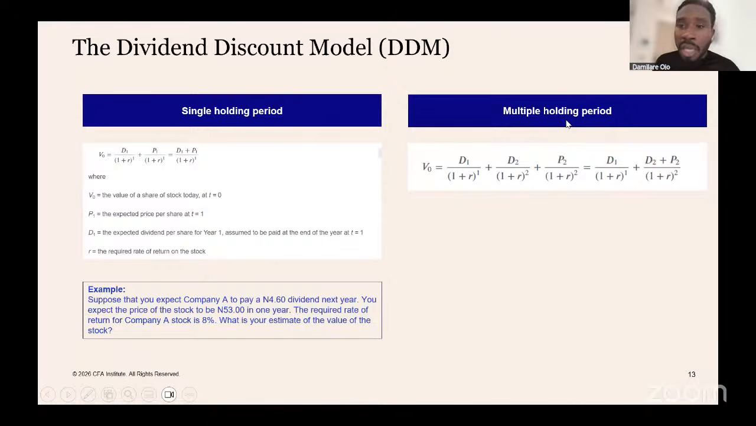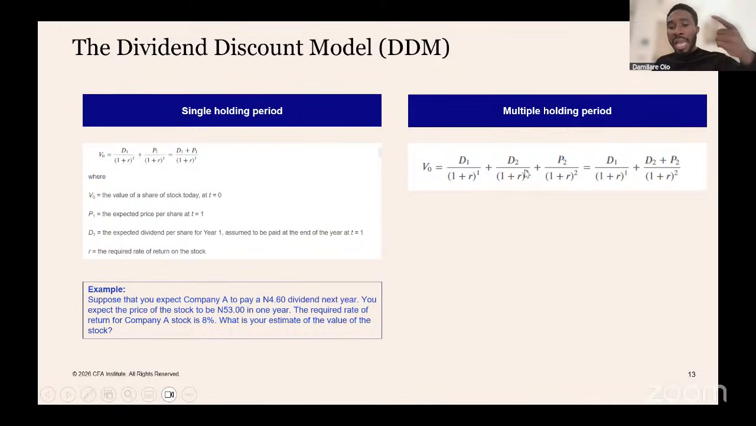Okay. Then when you have your multiple holding period under DDM, what you are just doing is you are adding your different measures of expected return. So dividend in the first period will be discounted by the required return in the first period. Dividend expected in the second period, in year two, will be discounted.